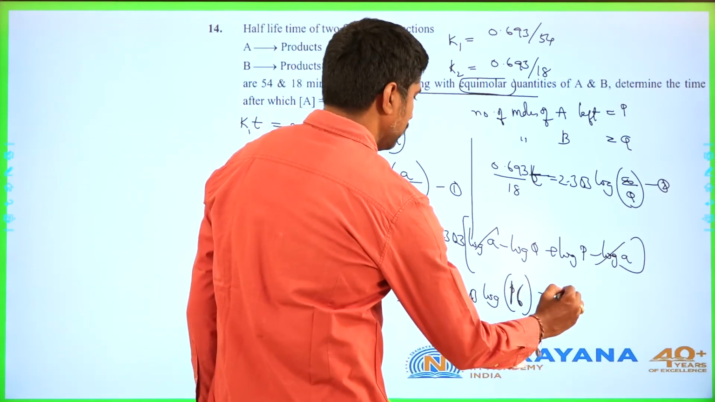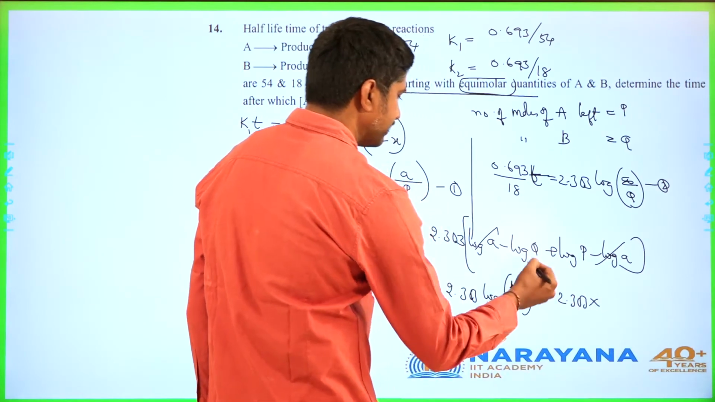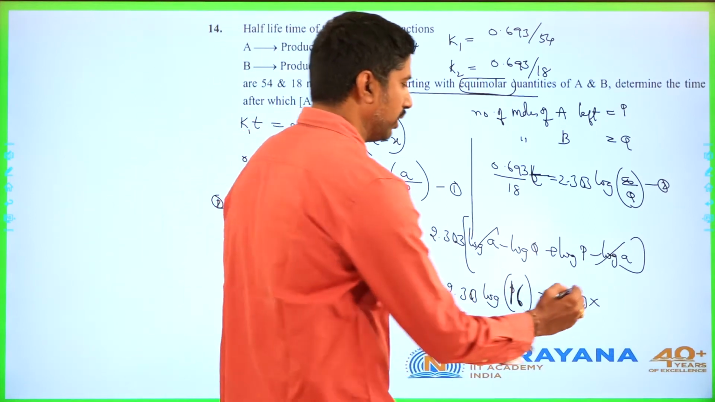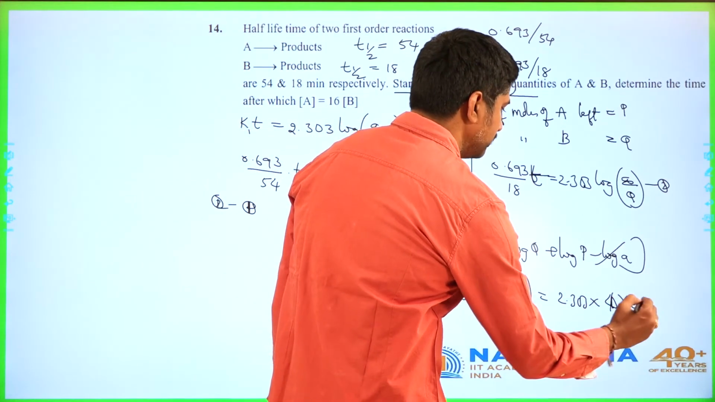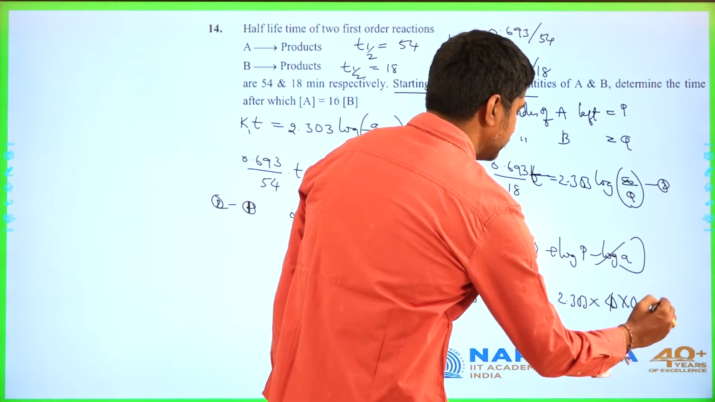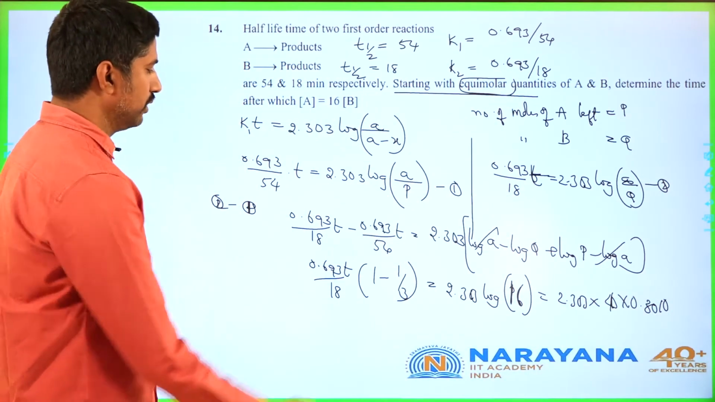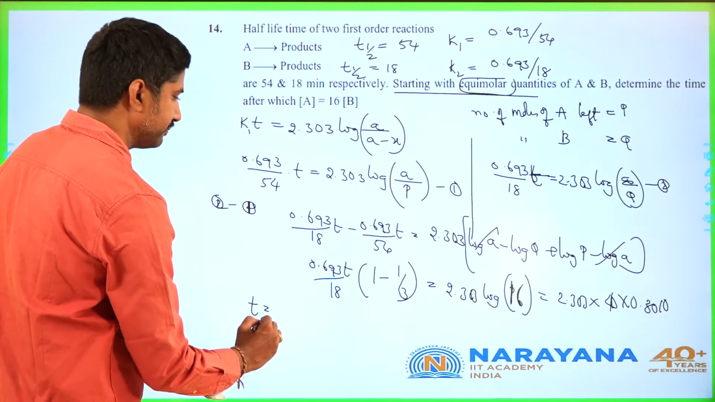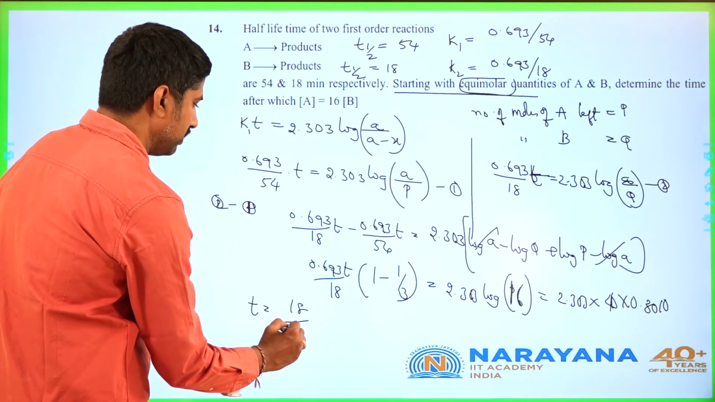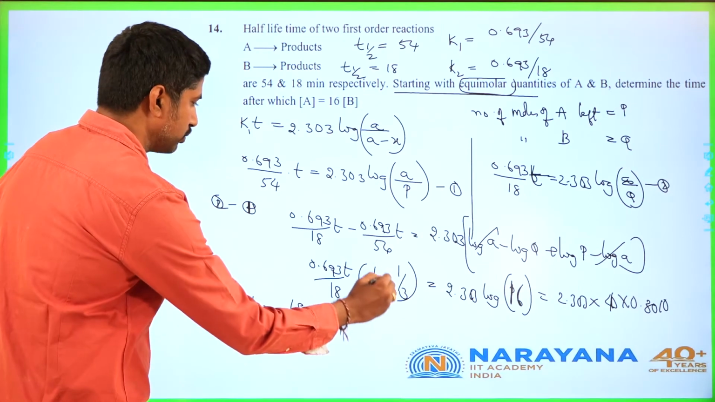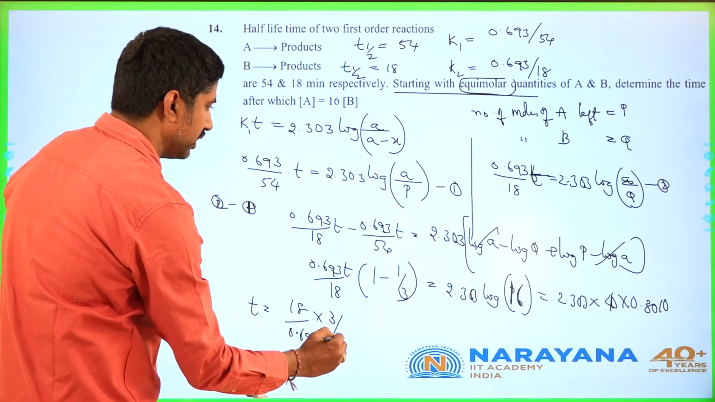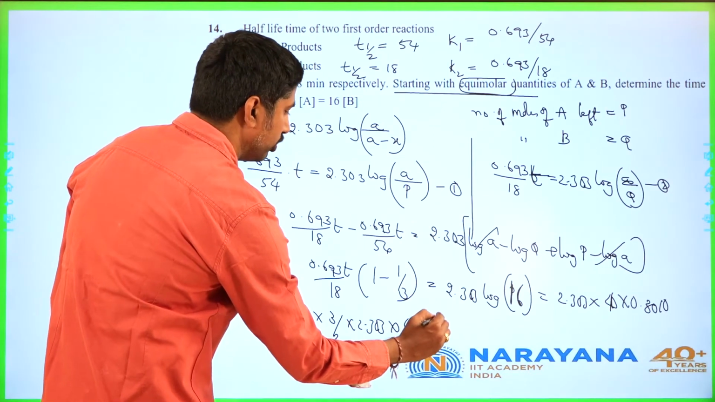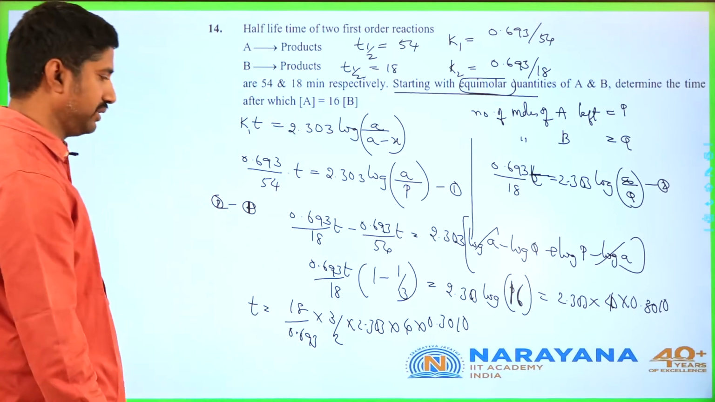So on simplification, 2.303 into log 16, we write 2 log 4, 2 log 2 power 4, and we can mention that 4 log 2. The log 2 value is 0.3010. So on simplification, 1 minus 1 by 3, we write 2 by 3. So T is equal to finally 18 by 0.693 into this 2 by 3. If it goes that side, we can mention 3 by 2 into 2.303 into 4 into 0.3010.